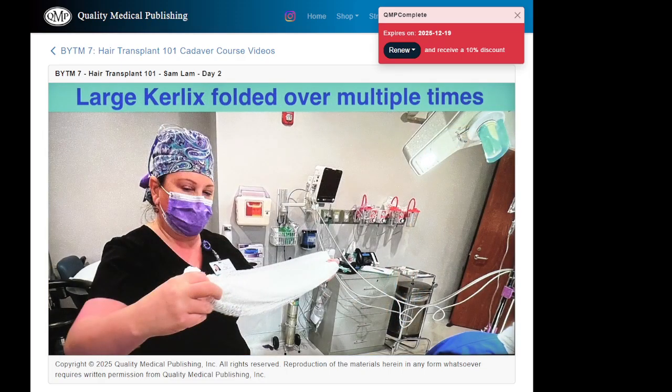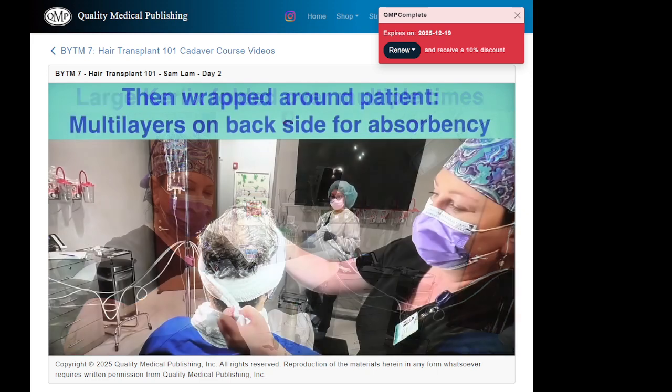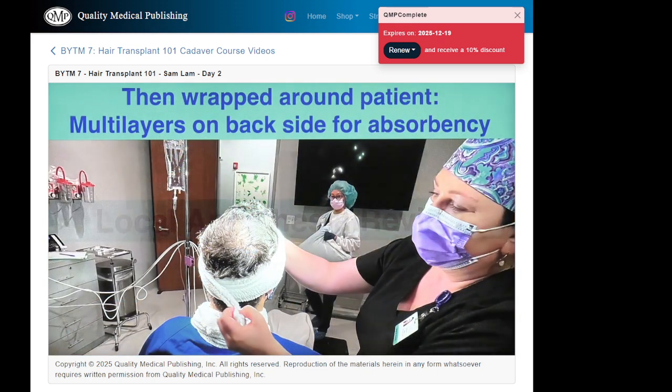So this is the Curlex, and essentially you're folding it multiple times back and forth on each other. That way you put that onto the donor underneath where you're going to harvest, so it collects any of the soilage or blood that's coming down. You can also put a few in the front if there are some recipient areas. In other words, double up on it before you do the final wrap around the head, and then just tape it in position there.